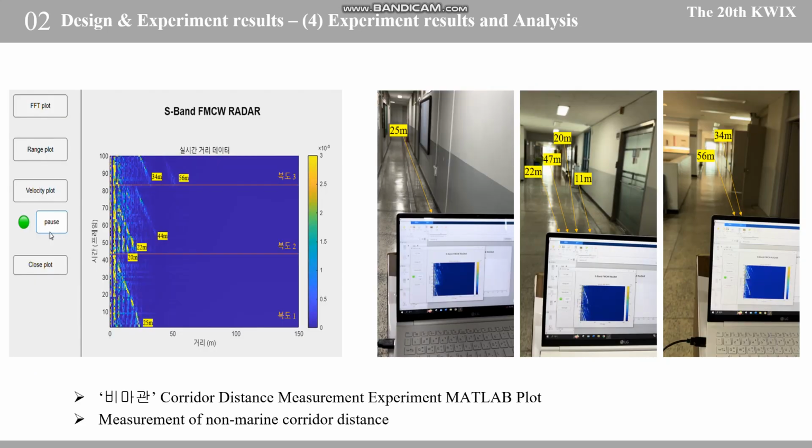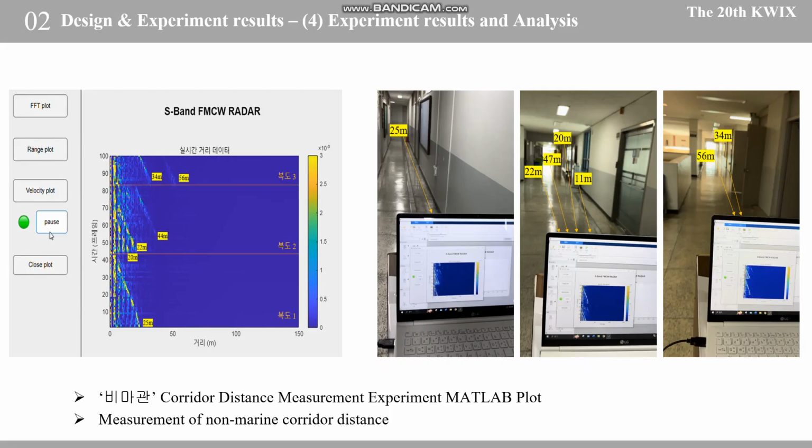The picture on the left shows the distance spectrum according to the distance of each object in the corridor with the radar. The next photo on the right shows the other corridor. A total of 3 corridors were measured, and the radar was moved in real time to approach the object. As it approached the object, it could be seen that the axis and distance of the distance spectrum gradually decreased.